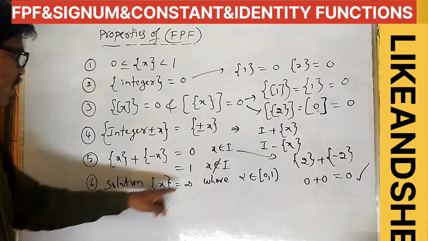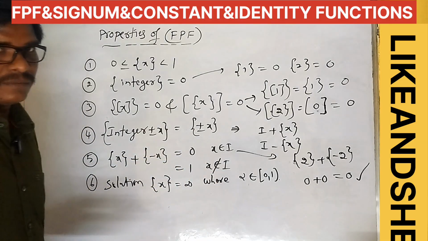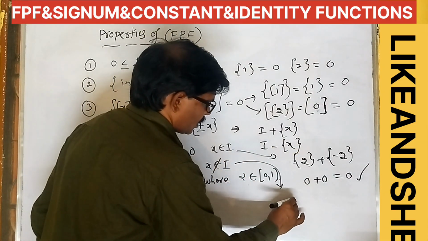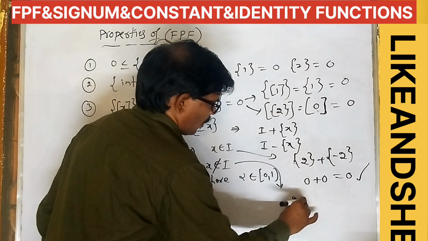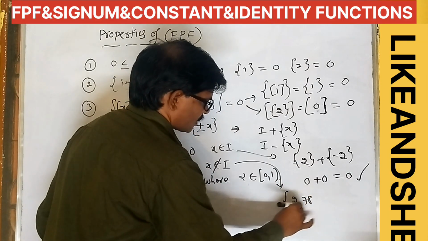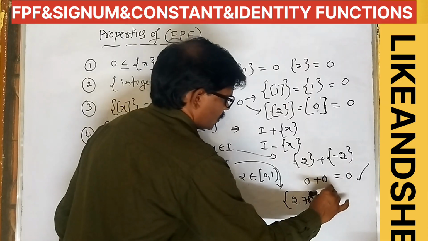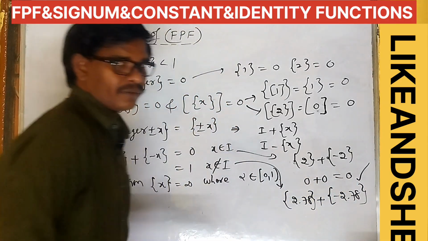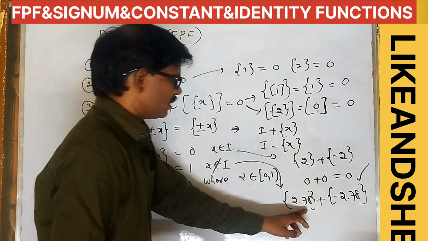Next, suppose for example x is not equal to an integer. Take an example, 2.78. This is the fractional part. Next, this is also minus 2.78. What is the fractional part of minus 2.78 here?